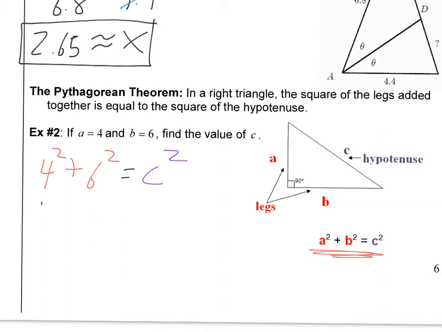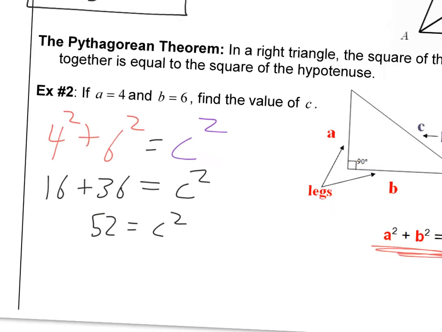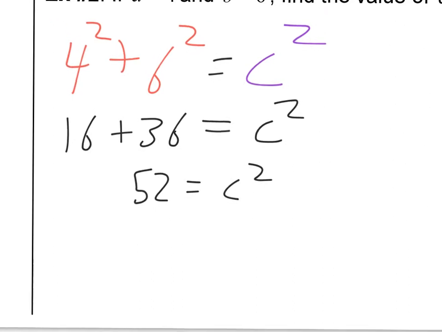So 4 squared is 16, 6 squared is 36, and we don't know what c squared is, so we just leave it like that. 16 plus 36 is 52, so you have 52 equals c squared. Now you're not quite done yet. There is one more math step that you've got to do here, and that is you need to get c by itself. And right now c is being squared, so the way we undo a square is we take the square root of both sides.